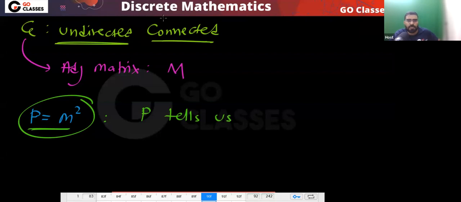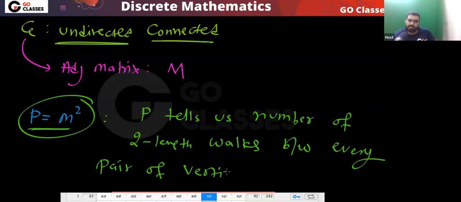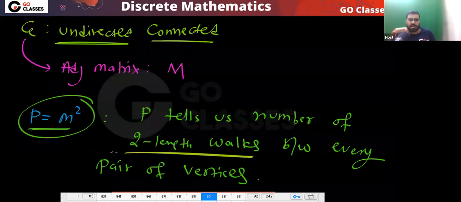P tells us the number of two length walks. Very good. So it tells you the number of two length walks between every pair of vertices. Between every pair of vertices, M square is giving you how many two length walks you have.